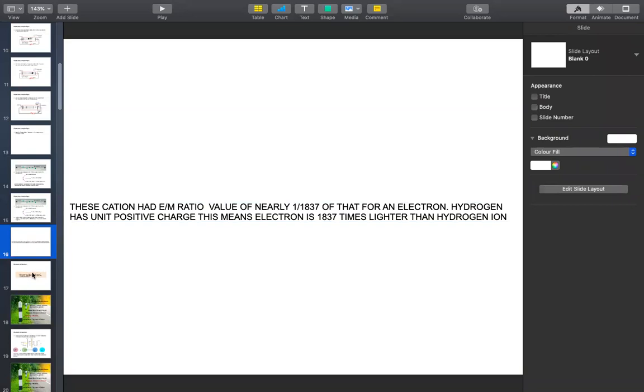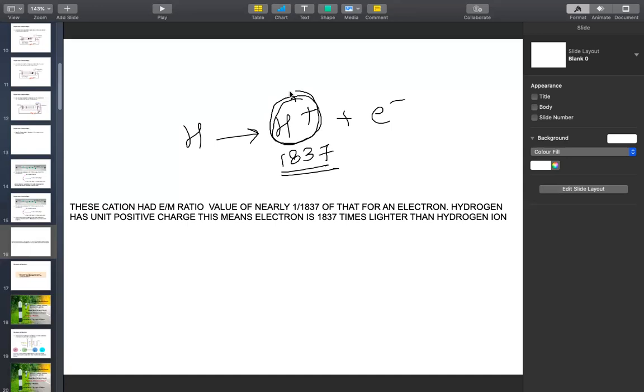Fine, because we are talking about H plus, because a hydrogen atom will give H plus and an electron. This H plus ion is about 1837 times heavier than the electron. Because one electron is given, one positive charge forms on hydrogen, so the charge is the same in magnitude. The only thing that changes is the e by m ratio, that is changing.